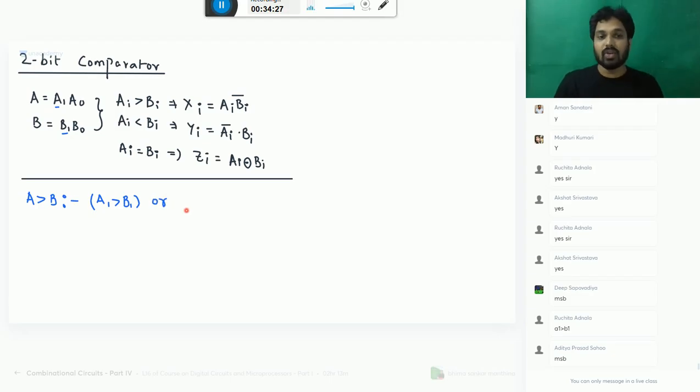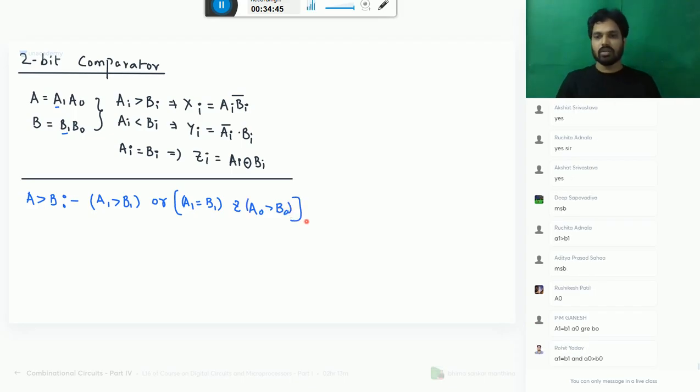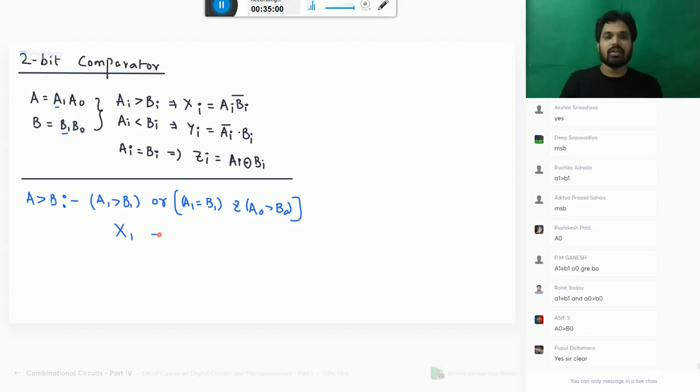Or another case. What is the other case? Both may be the same, and A0 greater than B0. Very good, Rohit. Right. So is this line clear to everybody? How to say A greater than B? The first bit should be more. Otherwise, the first bit may be the same, but the second bit is more. Two cases. So you can say X1 or Z1 into X0.